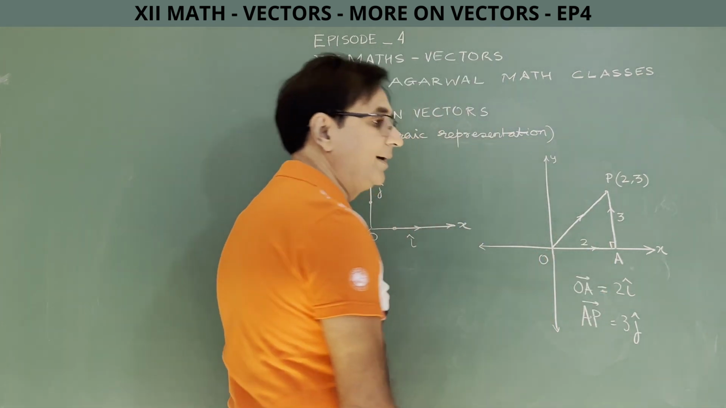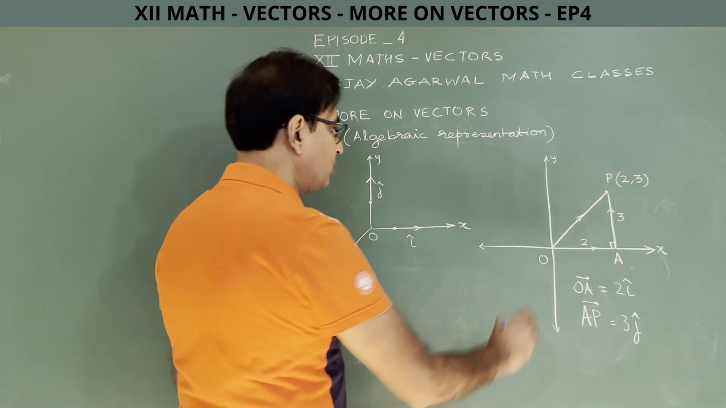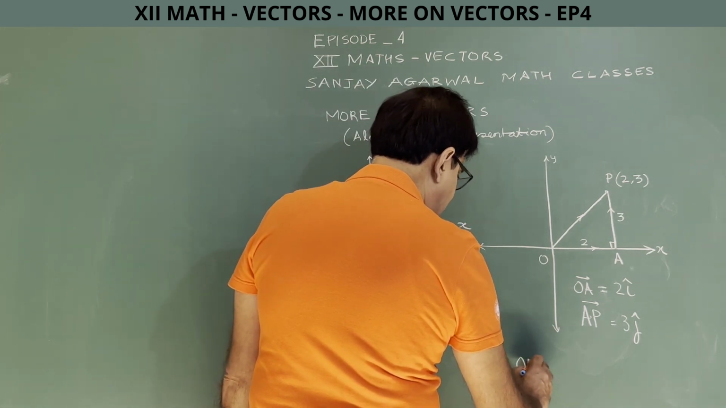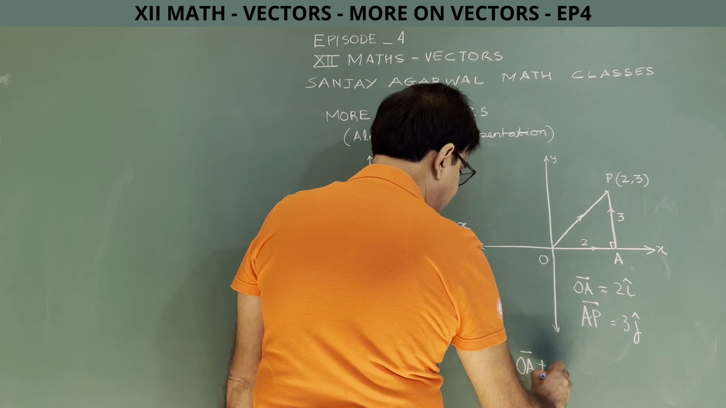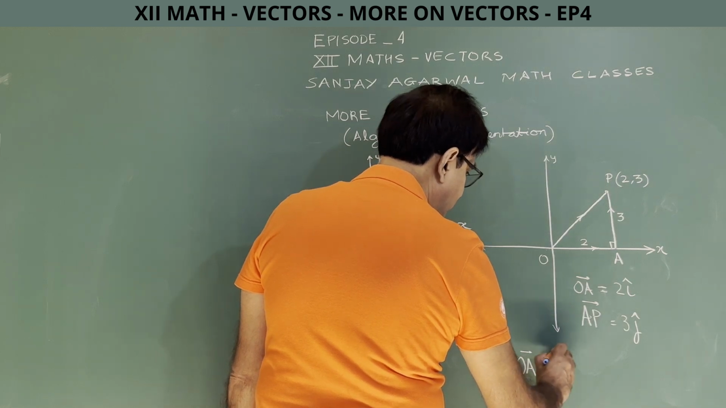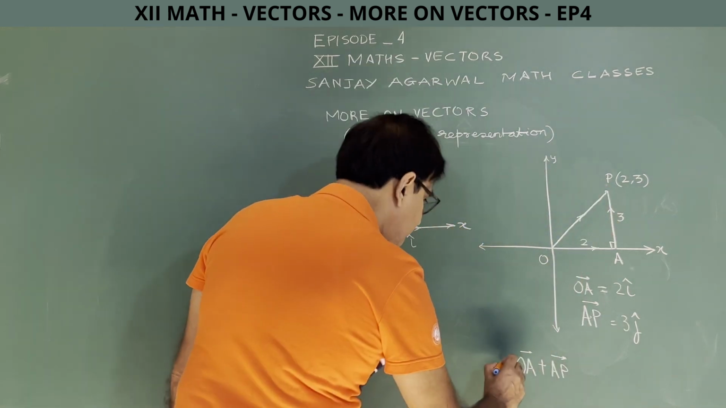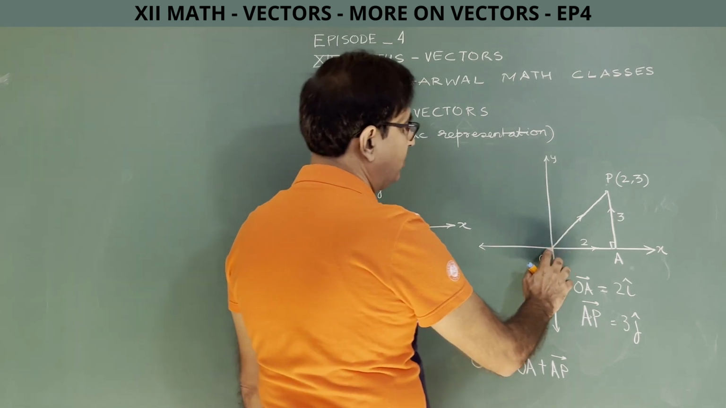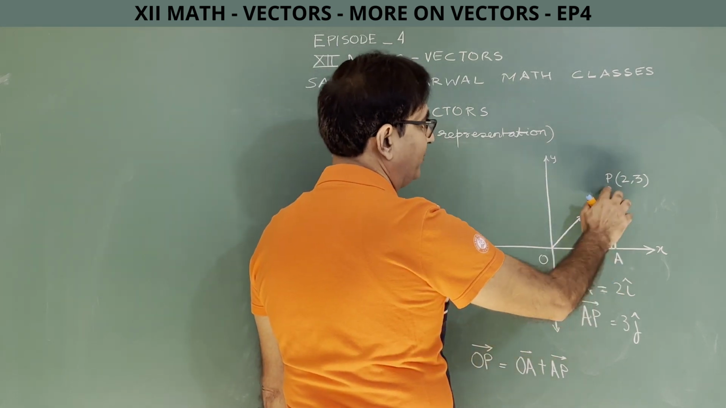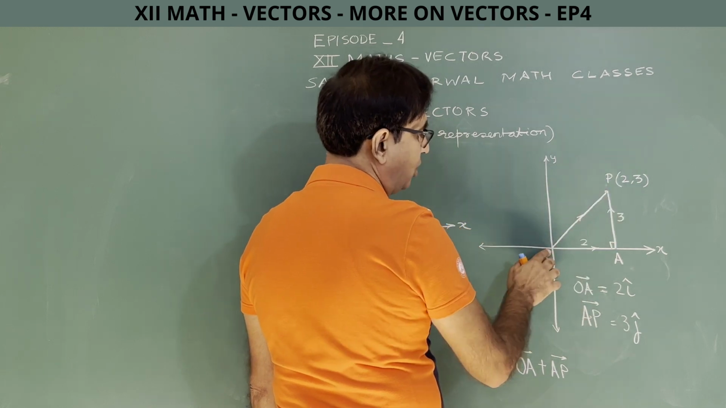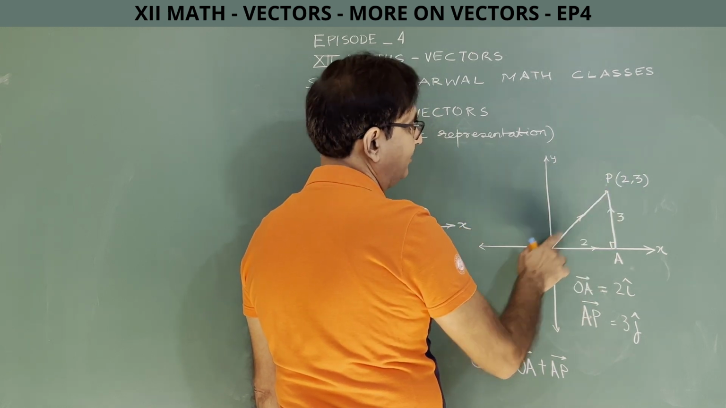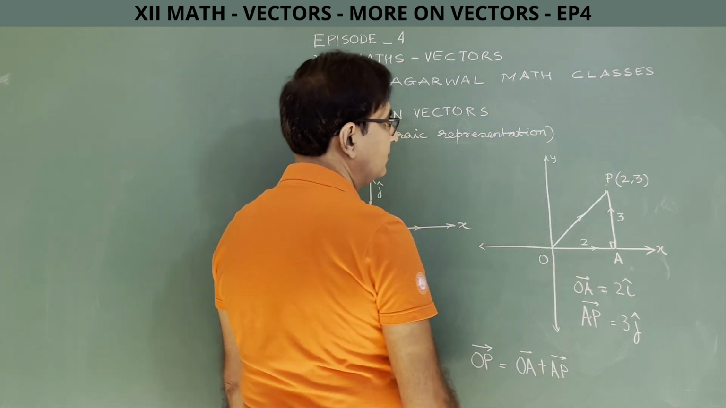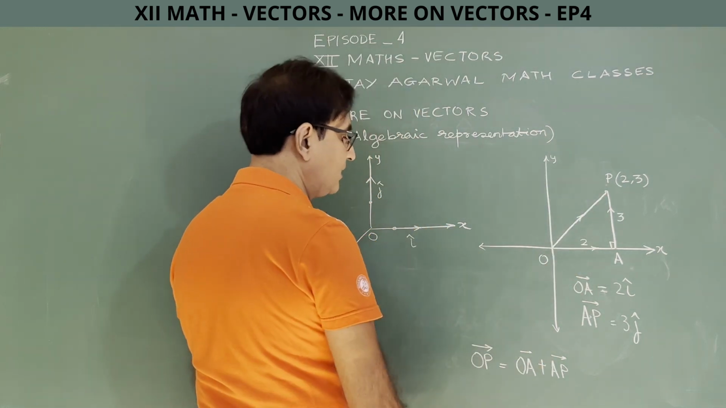Now you also read triangle law of addition. So what is triangle law of addition? If you add OA with AP, what will you get? OP. So this also was done in the previous class. Okay, you go from O to A, then you go from A to P and you rest here. The shortest distance between the starting point till the finishing point along with the arrow is called the sum or the resultant of two vectors.